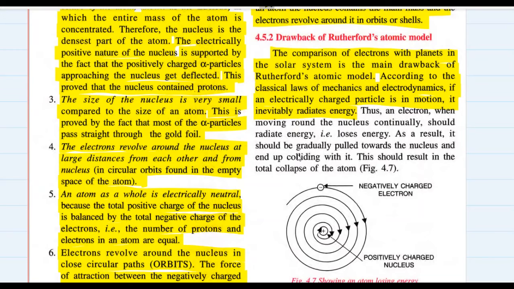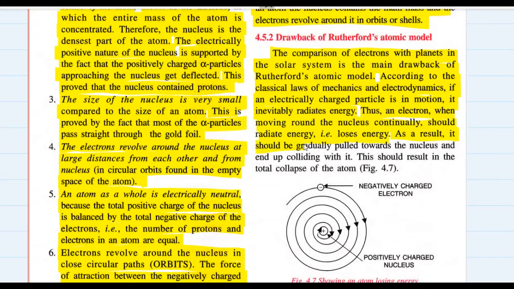The laws of classical physics, which apply to planets and their motion in a solar system, cannot apply to an atom or subatomic particles like electrons, because subatomic particles are very, very small. Their masses are negligible. Second thing, they are charged particles. So when charged particles have a huge velocity, they tend to radiate energy, they tend to give out energy. So if an electron which is moving around the nucleus continuously, it should radiate energy, it should lose energy.